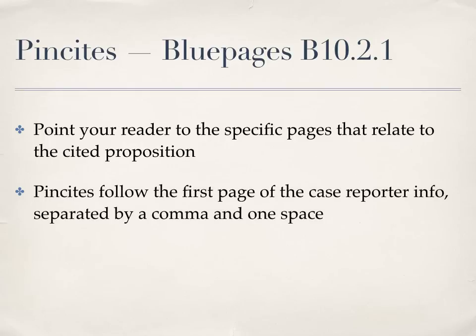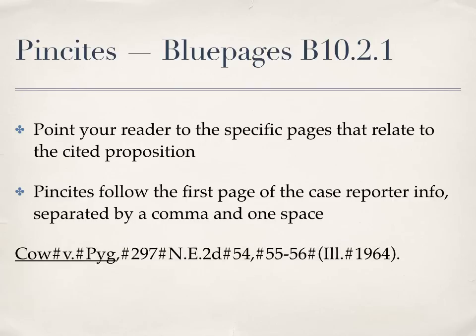For a long-form citation, Pincites follow the first page of the case report, separated by a comma followed by a space. In this example from Cow v. Pig, you can find the Pincite at the arrow between the first page of the case and the jurisdiction and court parenthetical. This Pincite indicates that the cited material appears on a span of pages from 55 to 56.